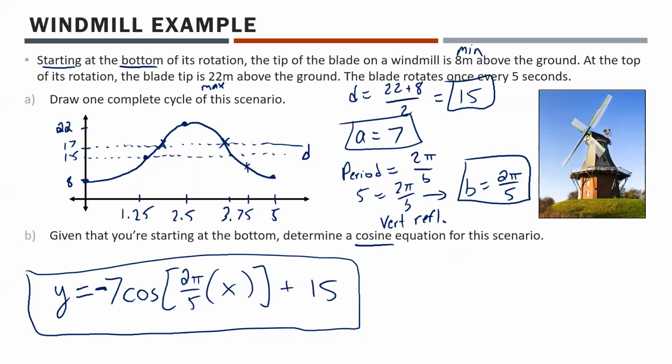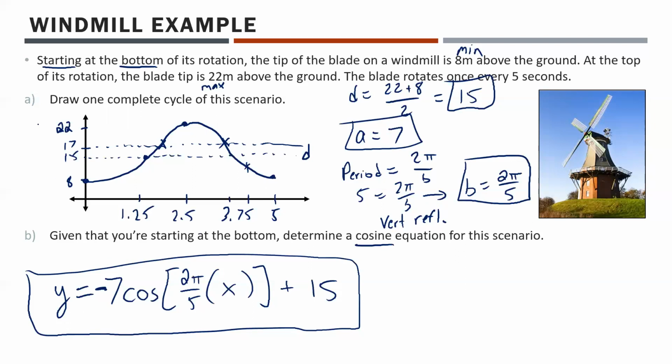What I would do personally is I would graph this equation in your calculator. Don't mind me as I throw this in right now. You could do that as well. Throw this in your graphing calculator, so -7 cosine, and then be really careful with that 2 pi over 5. I put it in its own set of brackets, times x, plus 15.